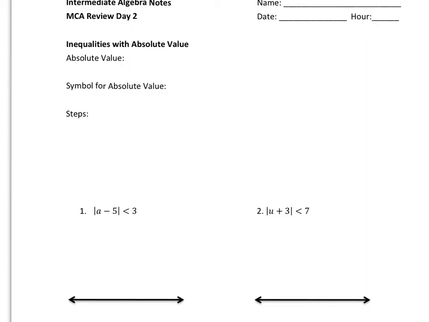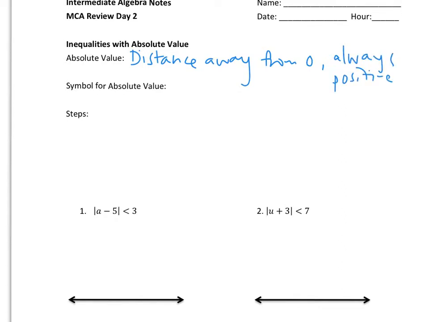So I'll fill in here the definition, get my stylus working. Distance away from zero, and it's always positive. The symbol for absolute value is bar notation, so I'll put bars on both sides of the expression that we're working with. And let's review a couple steps of absolute value inequalities.